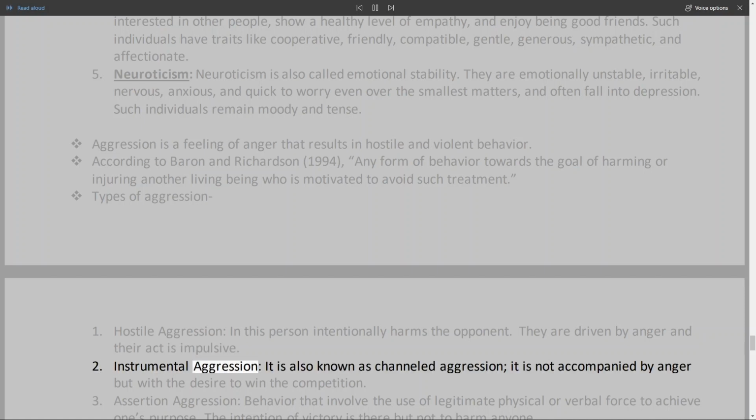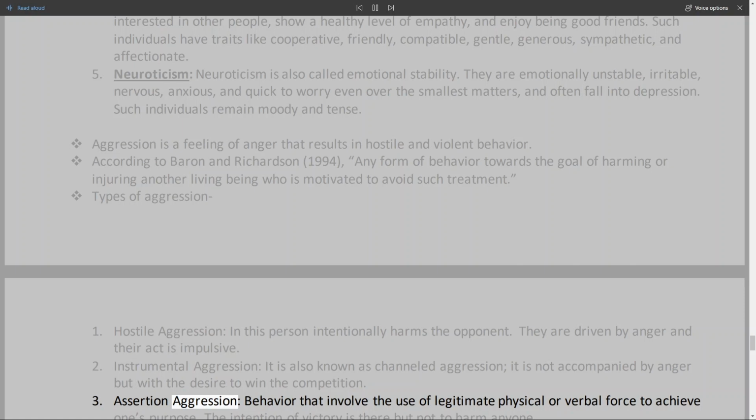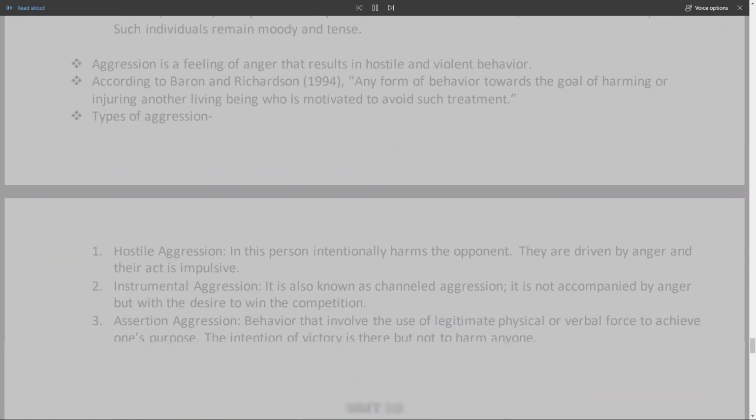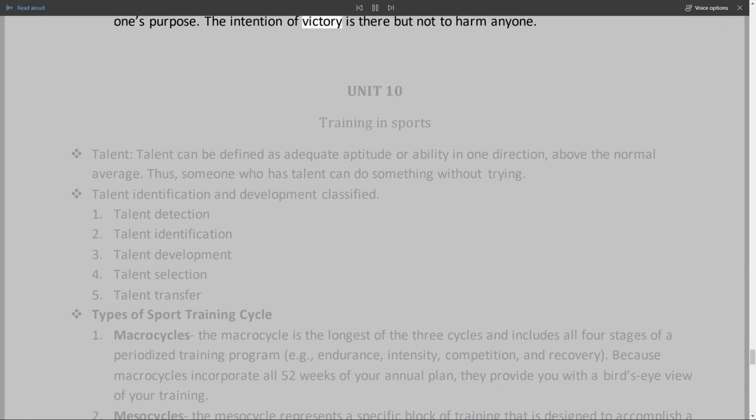2. Instrumental aggression. It is also known as channeled aggression. It is not accompanied by anger but by the desire to win the competition. 3. Assertive aggression. Behavior that involves the use of legitimate physical or verbal force to achieve one's purpose. The intention of victory is there, but not to harm anyone.